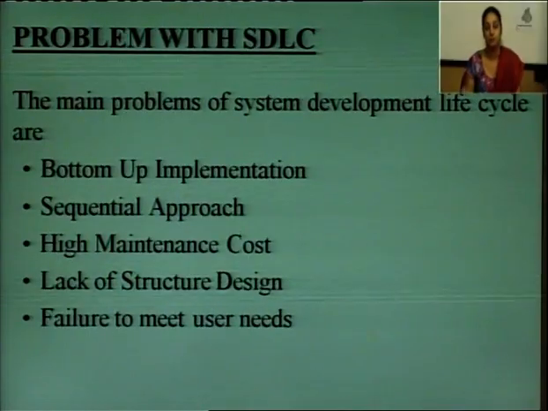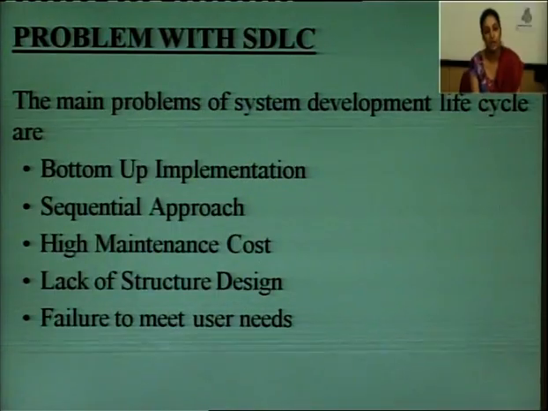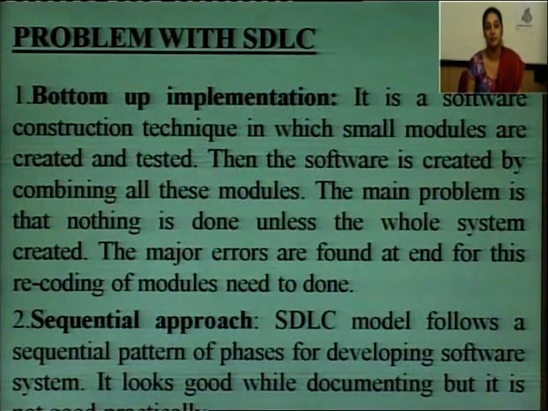Now, the problems with the SDLC. The various problems that occur in the system development life cycle are bottom-up implementation, sequential approach, high maintenance cost, lack of structured design, and failure to meet user needs. These are all discussed one by one. The first one is bottom-up implementation.